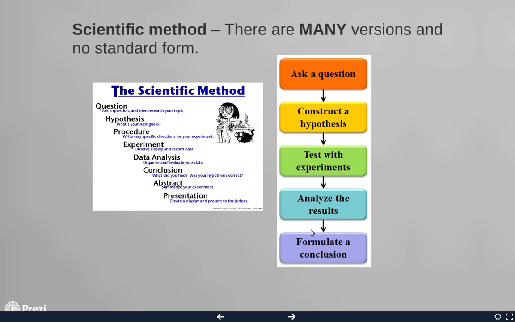And so notice that this one has this kind of order, and this one says question, hypothesis, procedure, experiment, data analysis, conclusion, abstract, presentation. These are both scientific methods. Some of them have just more steps than the others, but the scientific method is one of those things the alchemists helped us get started on.